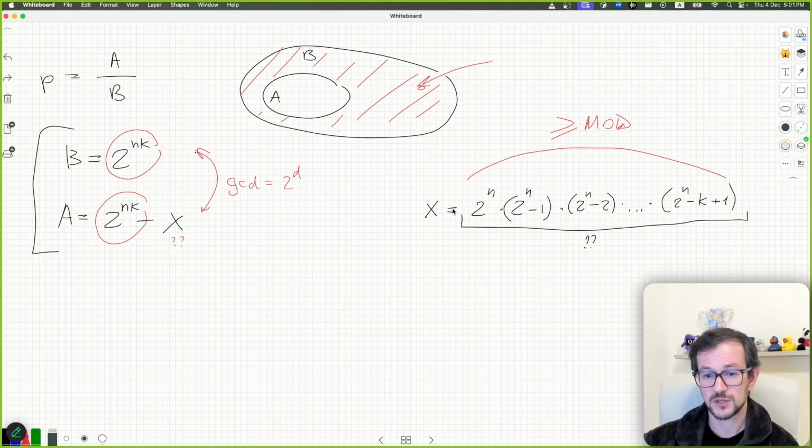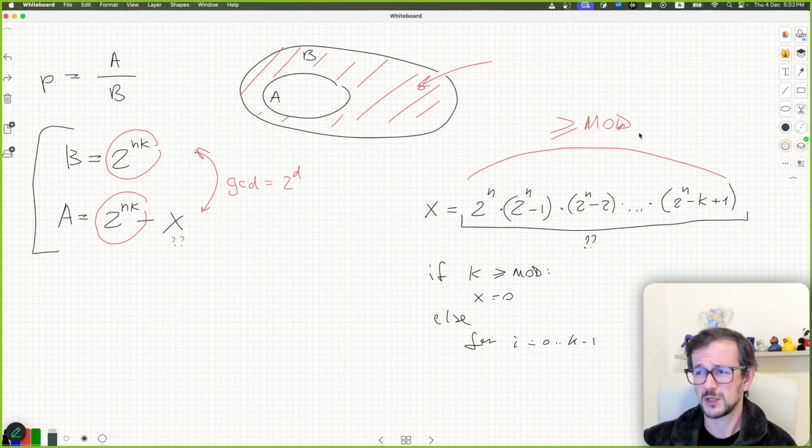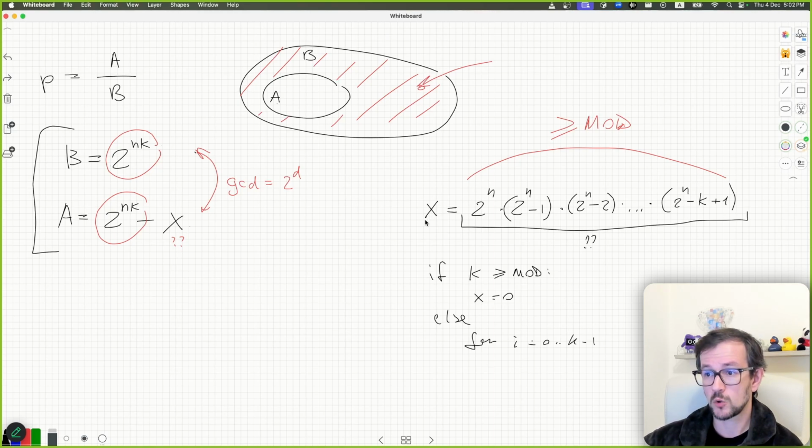That's that easy, actually. So the code is like this. I have k elements here. If k is greater than or equal to the modulus, then x equals 0. Otherwise, you just make a for loop from 0 to k minus 1 and calculate this straight ahead. Just brute force calculate this product, and take it modulo carefully. Don't have any integer overflow problems. But that's it. That's how we calculate the number x modulo a million.